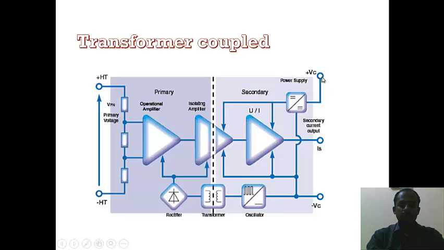If you see here, as I have told you, this plus HT and minus HT is a separate DC source, and this plus VC and minus VC is a separate DC source. So we have two separate DC sources which energize two separate parts, as shown here, the primary part and the secondary part, which are separated by this transformer. So this is the basic principle of the separation of the primary part and the secondary part.